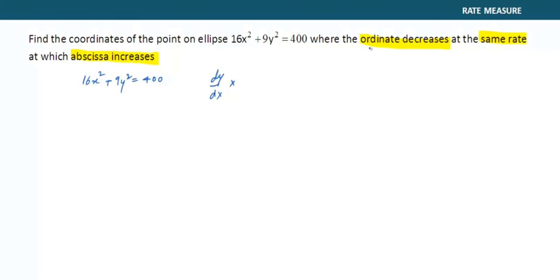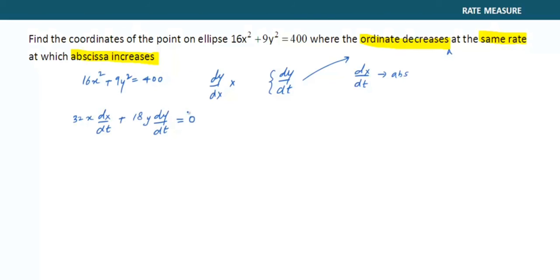Why? Because you are not saying that the ordinate is decreasing with respect to x. Since it is not given with respect to what it is decreasing, let's say we call that time, or any other variable. So dy by dt shows the change of ordinate, and dx by dt will show the change in abscissa. Very clear. x is the abscissa and y is the ordinate. If we start differentiating this, it becomes 32x dx by dt plus 18y dy by dt, and this is equal to 0.